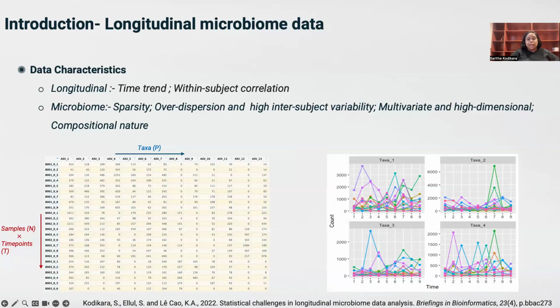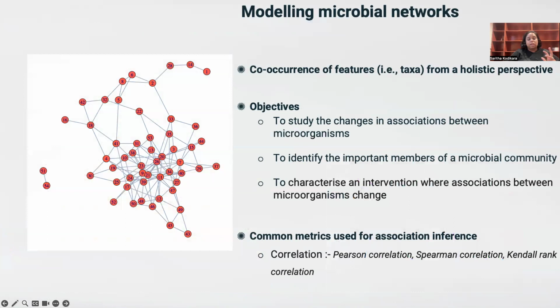So the idea of modeling microbiome networks is to infer these associations. If you forget about the longitudinal aspect, the basic idea is that we want to get a network that could tell us which taxa are associated with each other. So basically, if one increases, is there another taxa that is increasing with that taxa? That kind of a question.